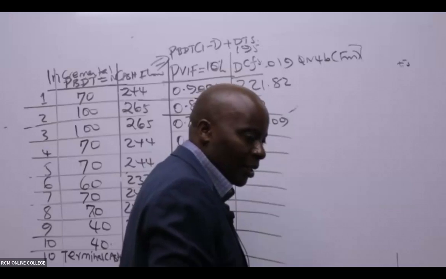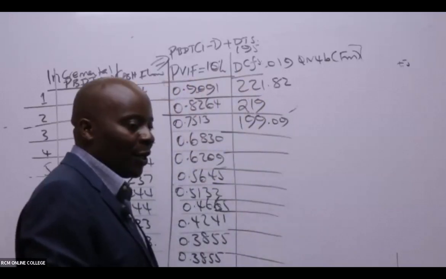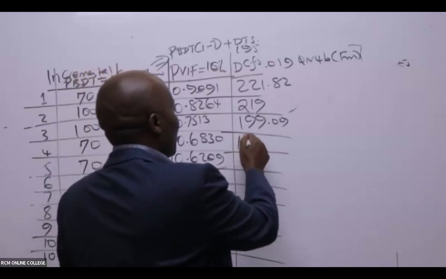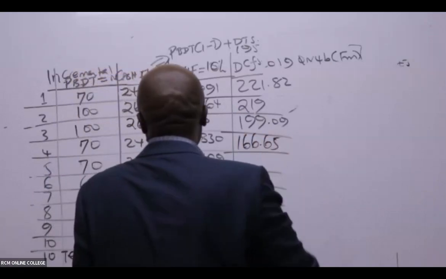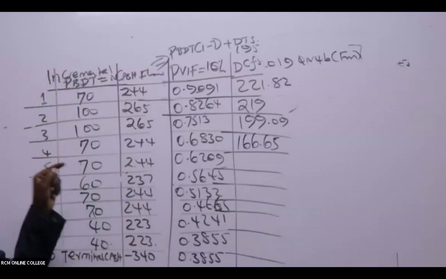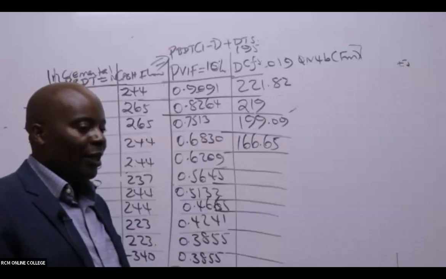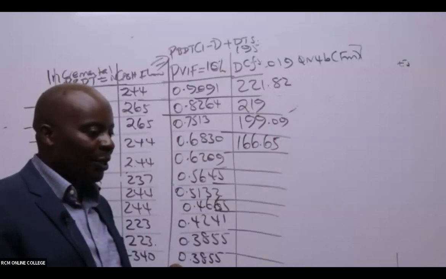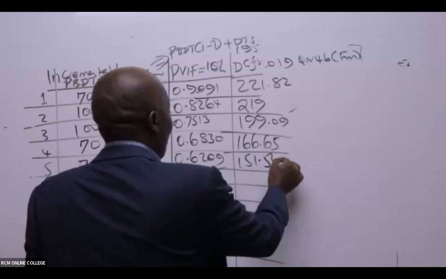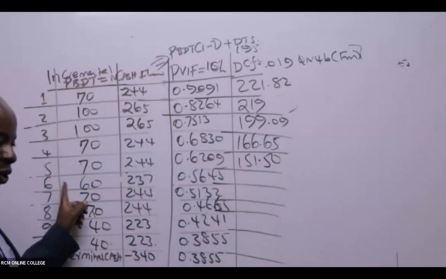Year number 4, we have 166.65. Then we go to year number 5. Now we are taking this 244 times 0.6209. Most ninjas are not giving me numbers. 151.50. Then you go to year number 6.